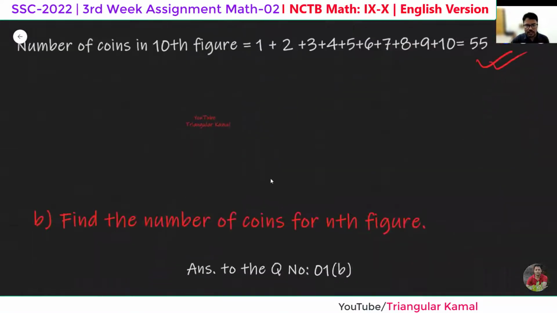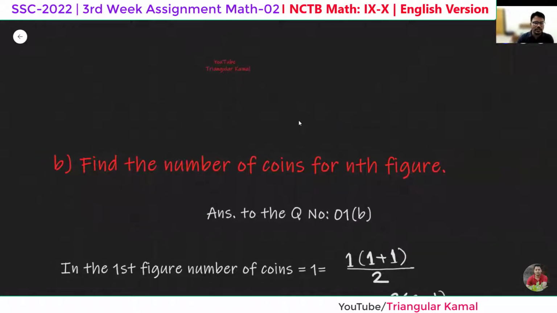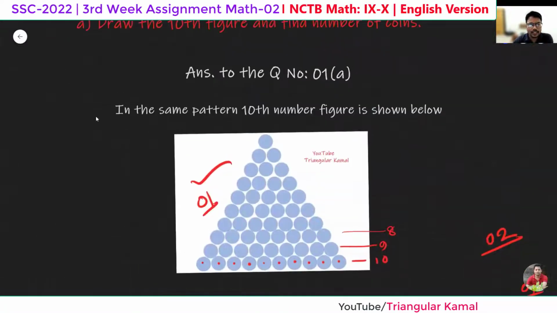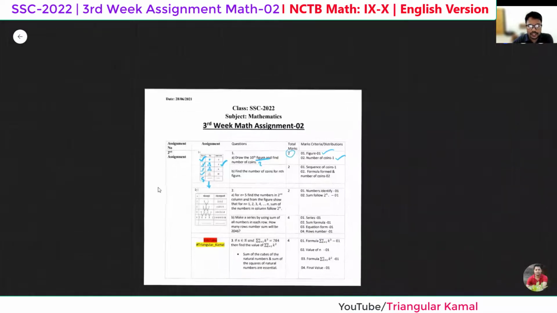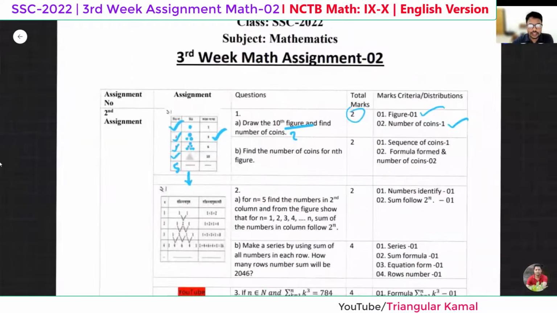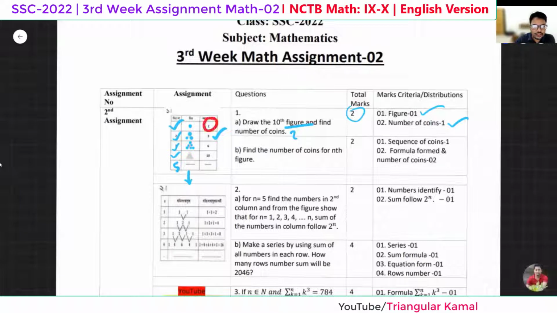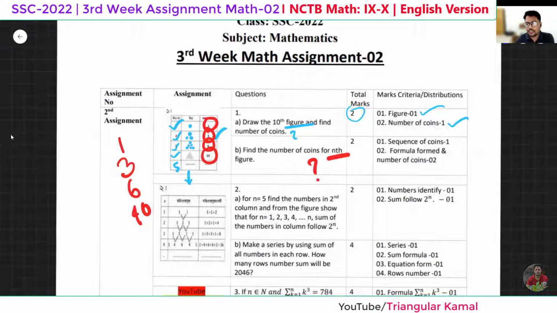Now let's see the second question. What is the second question? Find the number of coins for the nth figure. If we zoom in here, in the first figure the number of coins is 1. In the second figure, the number of coins is 3. In the third figure, the number of coins is 6. In the fourth figure, the number of coins is 10. So by using this, find the number of coins in the nth figure. There are 2 marks.